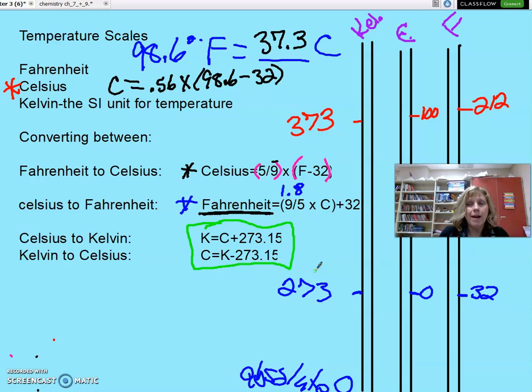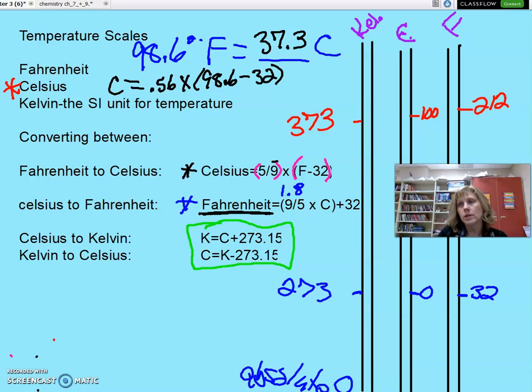Or if you have Kelvin and you want to convert it to Celsius, you're going to just take the Kelvin degree minus 273.15. Remember that 0 Celsius is the freezing point of water, and 273.15 is the freezing point on the Kelvin scale. But we can drop the 0.15. It's not important, so if you just use whole numbers, that's totally fine.